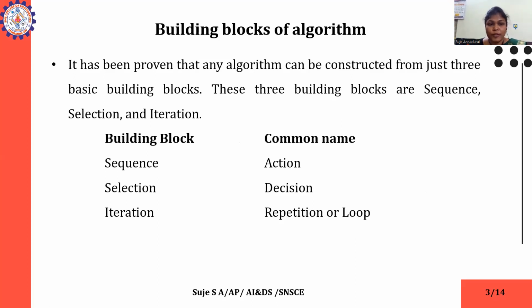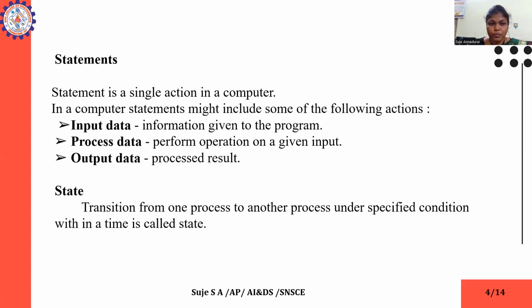Next is the building blocks of algorithm. It has been proven that any algorithm can be constructed from just three basic building blocks. These three building blocks are sequence, selection, and iteration. And the common names are action, decision, repetition, or loop.